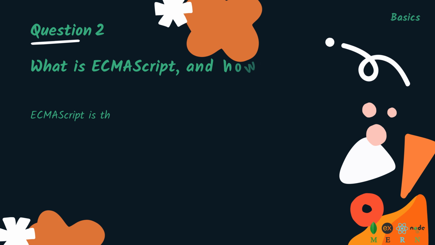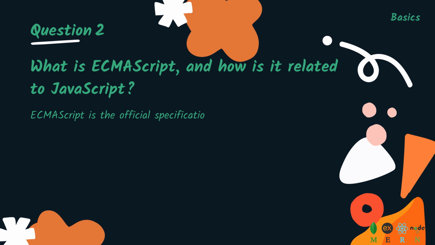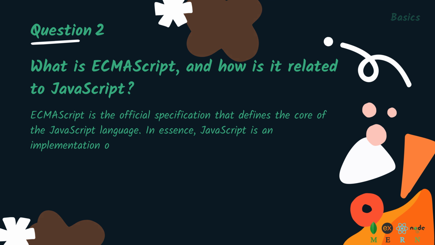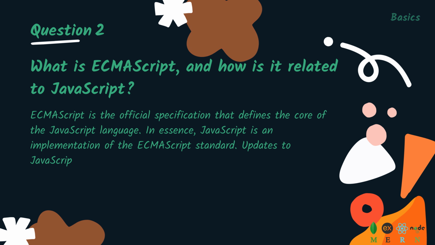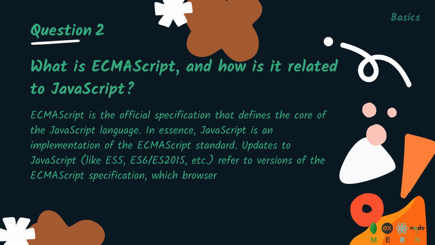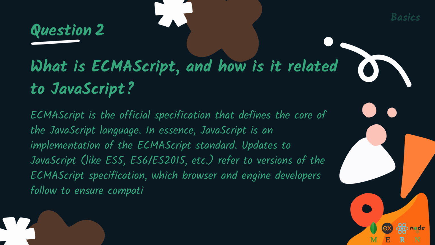What is ECMAScript and how is it related to JavaScript? ECMAScript is the official specification that defines the core of the JavaScript language. In essence, JavaScript is an implementation of the ECMAScript standard. Updates to JavaScript like ES5, ES6/ES2015, etc. refer to versions of the ECMAScript specification, which browser and engine developers follow to ensure compatibility.